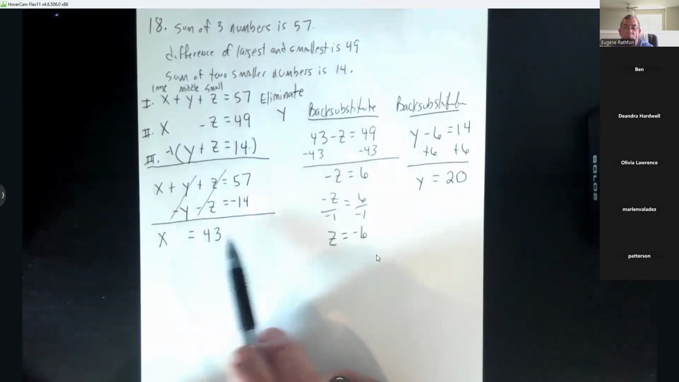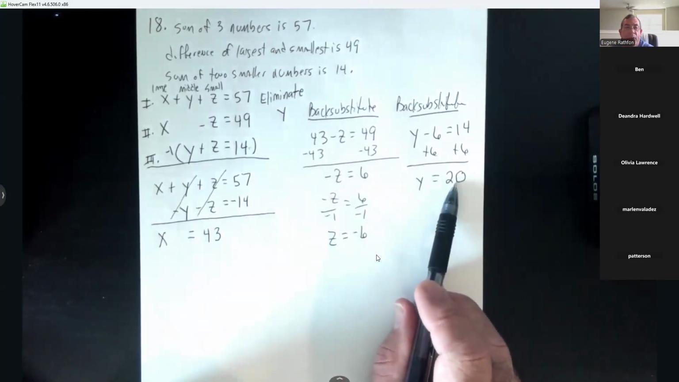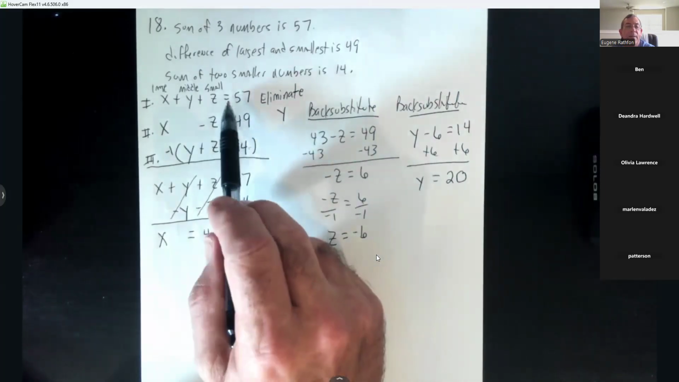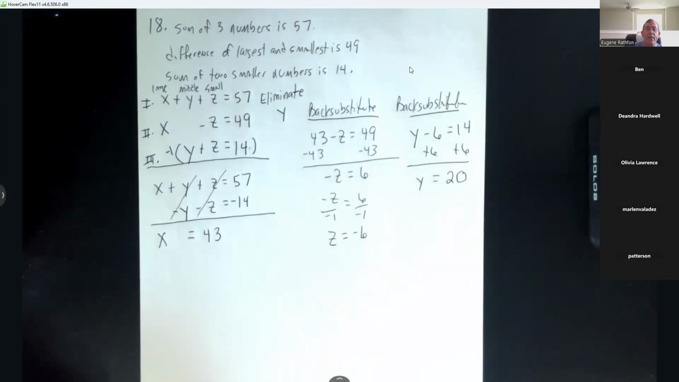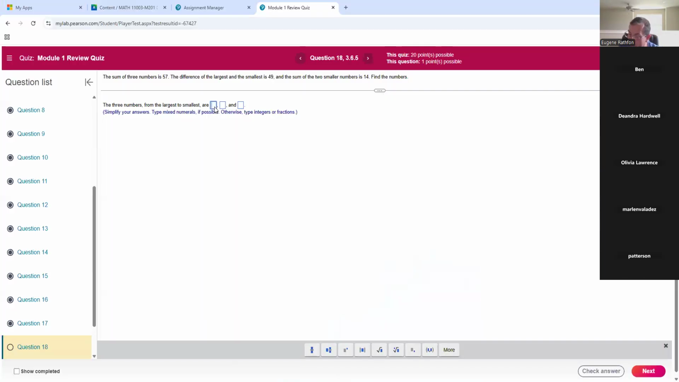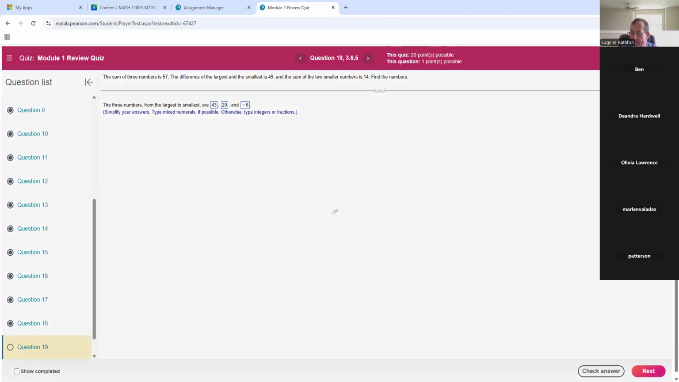So let's add these together. 43 and 20 is 63. Minus 6 is 57. So they check. So y'all, we're just going to go put them in. So my largest number was 43. That was my X. My middle number was my Y, which was 20. And then my smallest number was the Z, which was -6. So put them all three in there and then hit next.